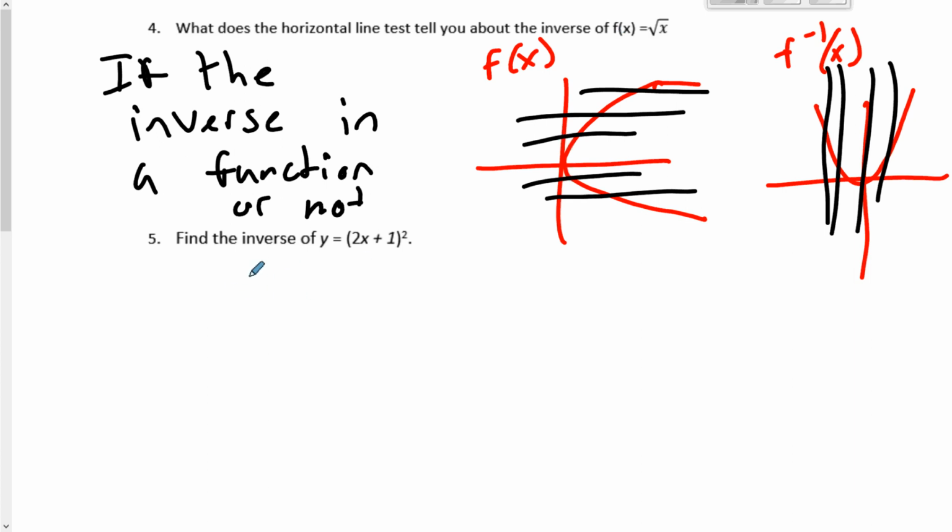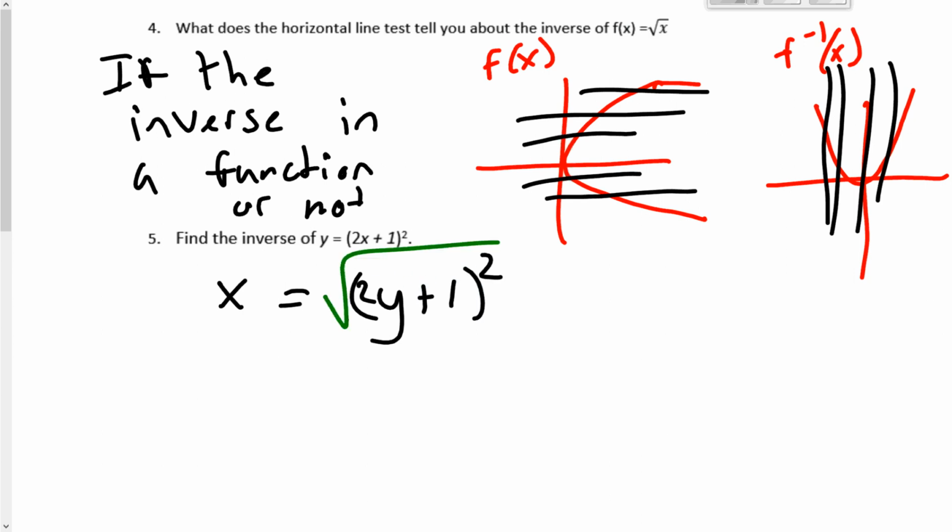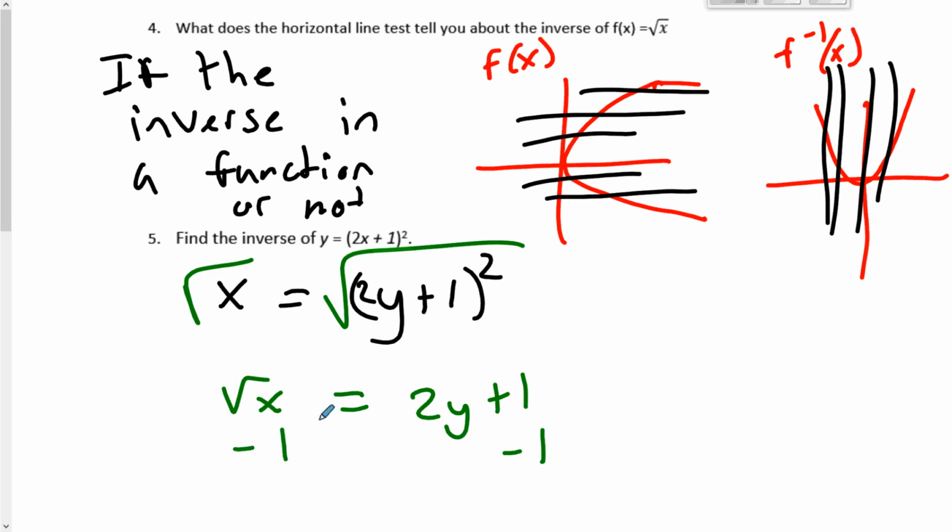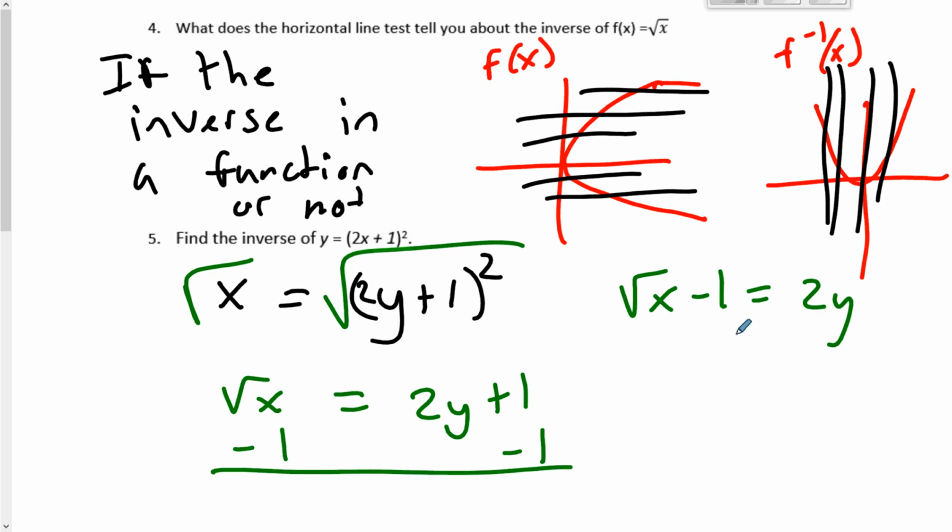Okay. All right, find the inverse of this one on number 5. That means we've got to switch our x's and y's, or you can wait to the end to do that. That's fine. Then go ahead and solve. So we get square root of x is equal to 2y plus 1. Subtract 1 on both sides. So we get square root of x minus 1 is equal to 2y. Go ahead and divide by 2 on both sides.